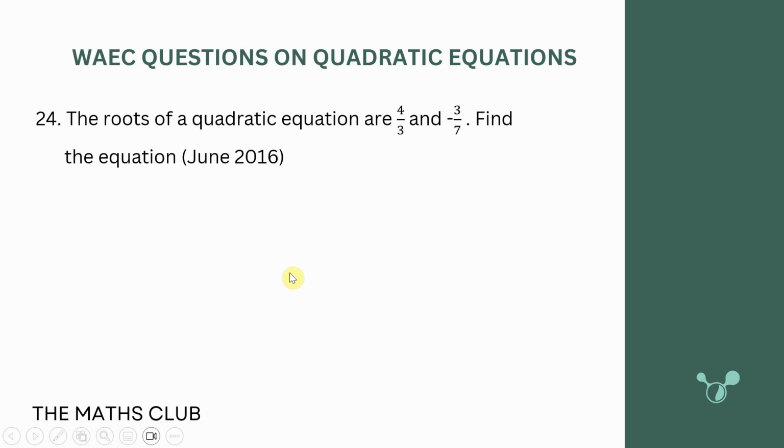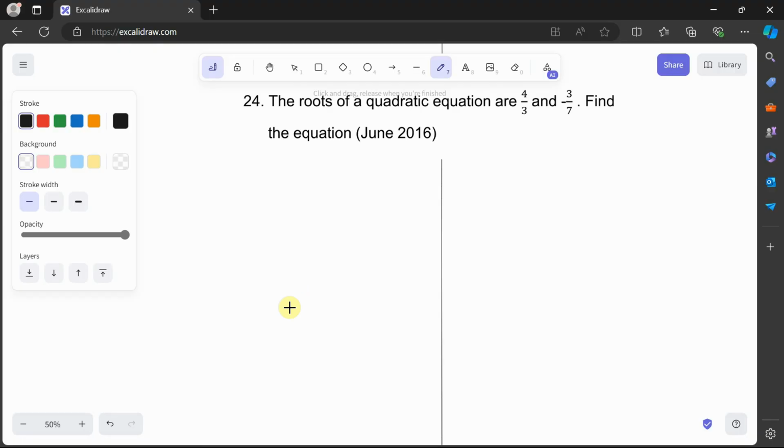Next question says that the roots of a quadratic equation are 4 over 3 and minus 3 over 7. We should find the equation. We've solved quite a number of these kinds of questions, so we could use any method that we want. I will use my sum and product method. So that will be x squared minus sum of roots multiplying x, then plus product of roots is equal to 0.